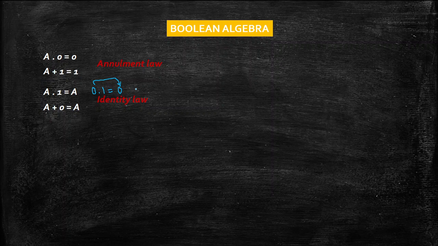Similarly, if I assume a is equal to 1, then it will be 1 dot 1, and you already studied that 1 dot 1 is equal to 1. So I have assumed a and I am getting a back at the output. Therefore this is called the identity law. Whatever the state of a, 0 or 1, if it is ANDed with 1, output will be a. Similarly, if a is ORed with 0, you are always going to get a. This is called the identity law.